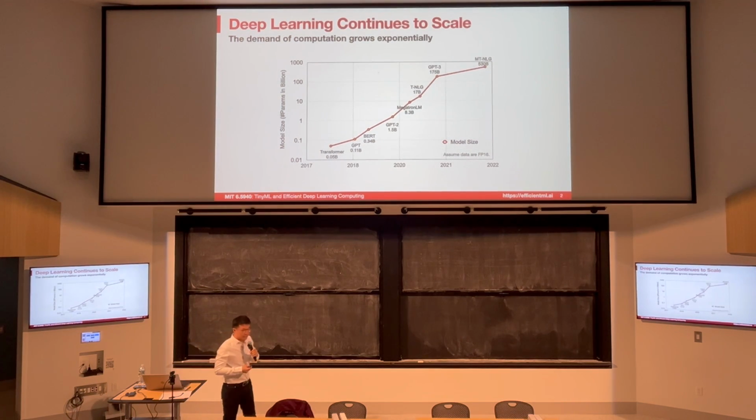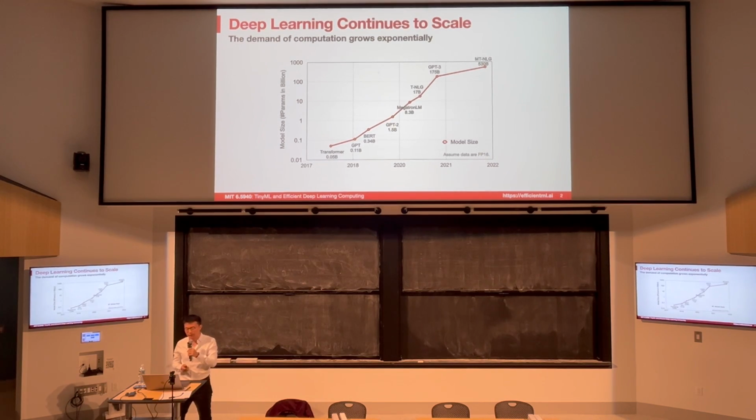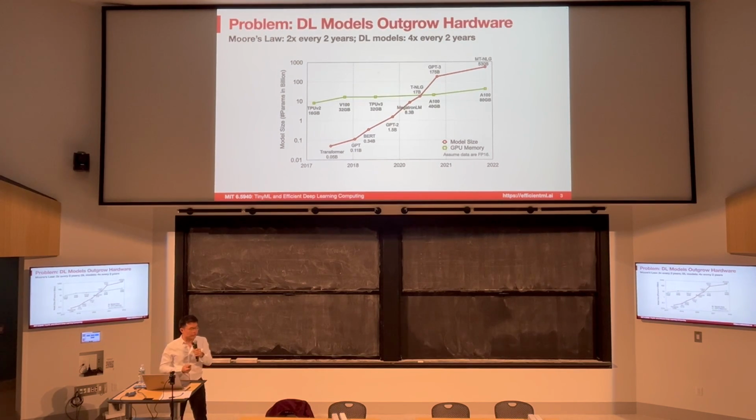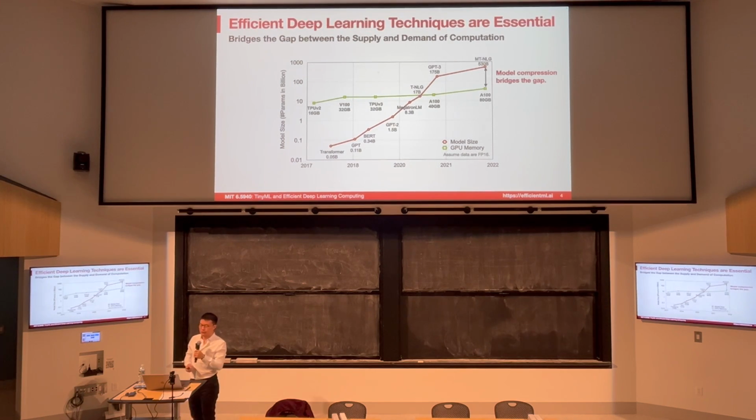As we have seen in the last lecture, there's a big gap between the supply and demand of AI computing, where the demand of computation is growing really fast, as indicated by the model size of recent large language models. Moore's law is roughly doubling every 2 years, but deep learning models are getting more than 4 times larger every 2 years. So there's going to be a gap, which motivated us to bridge this gap with model compression and acceleration techniques.